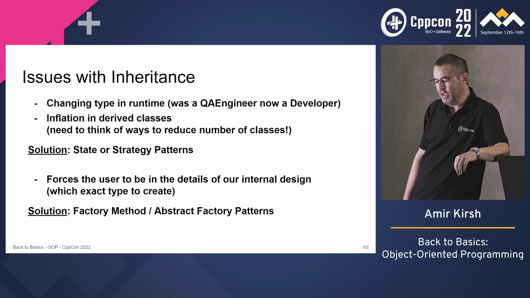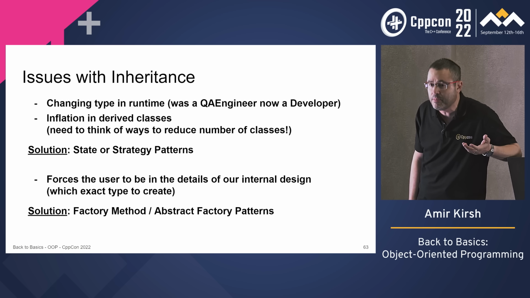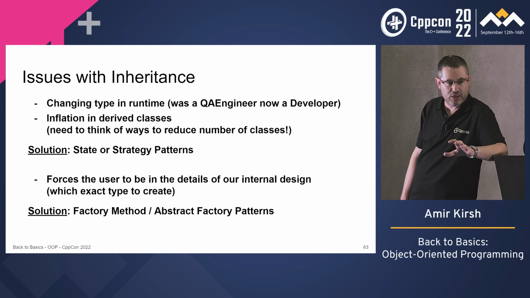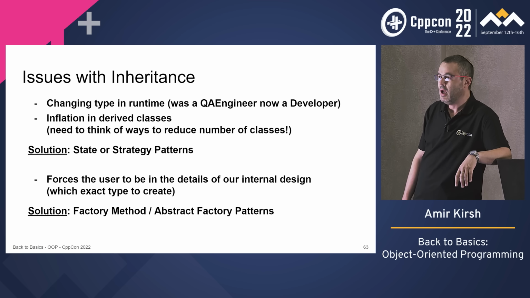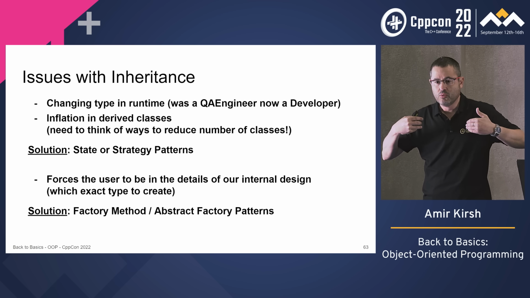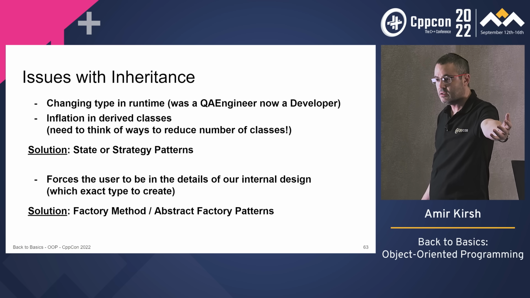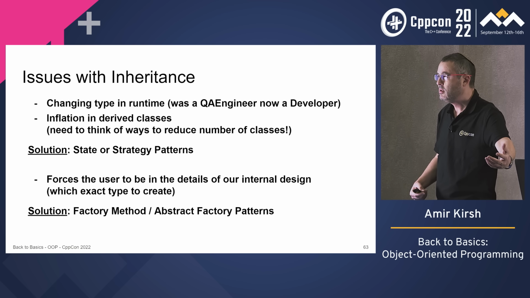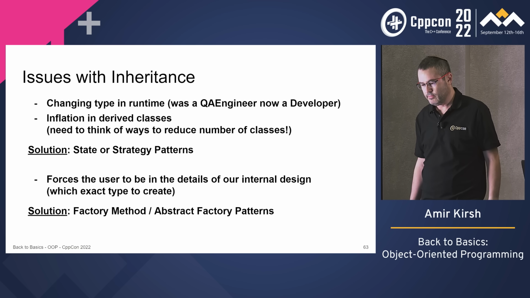If we force the user to be in the details of our internal design, I mean to know which type she needs to create, this is also in many cases an issue, and factory method or abstract factory can help there. I mean, I want you to tell me what you know, and I would decide which type to create. And you would just get the generic type back. I don't want you to need to decide which type to create. And then I would go to a factory.